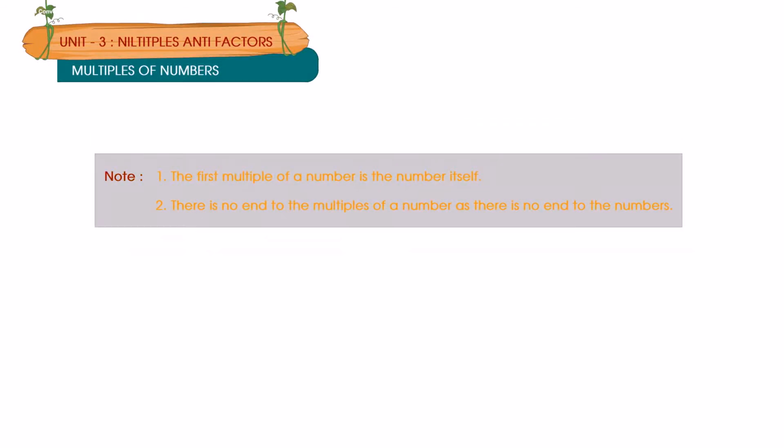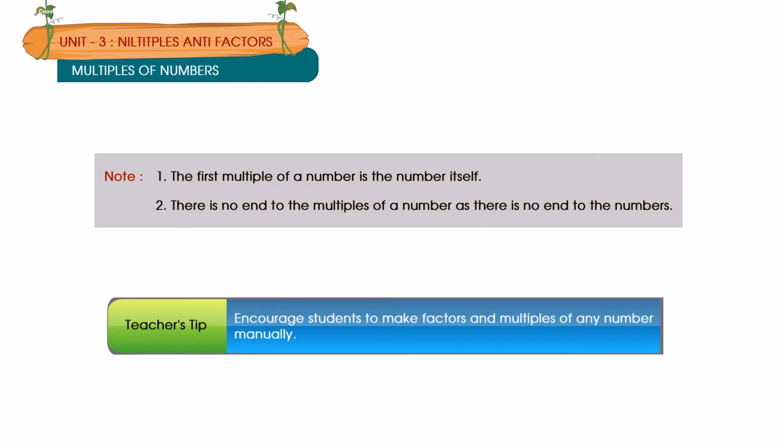Note. 1. The first multiple of a number is the number itself. 2. There is no end to the multiples of a number, as there is no end to the numbers. Teacher's tip. Encourage students to make factors and multiples of any number manually.